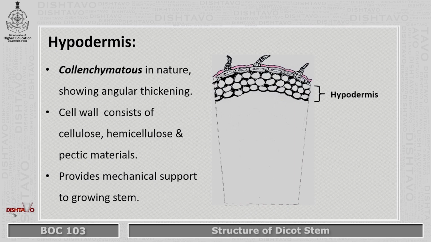Coming to the next layer, that is hypodermis, we see that hypodermis is collenchymatous in nature. These cells show angular thickening. Cell wall of these collenchymatous cells consists of cellulose, hemicellulose, and pectic materials. Now, this hypodermis provides mechanical support to the growing stem.